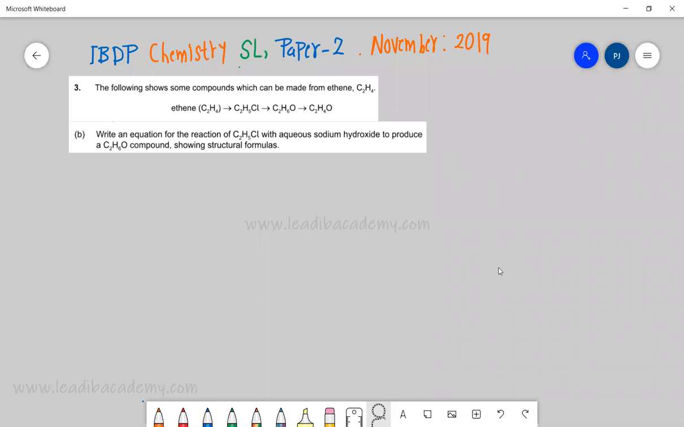Let's look into question number 3b. Write an equation for the reaction of C2H5Cl with aqueous sodium hydroxide to produce the C2H6O compound, showing structural formulas. Now let's understand structural formulas. It is important to show them like this.